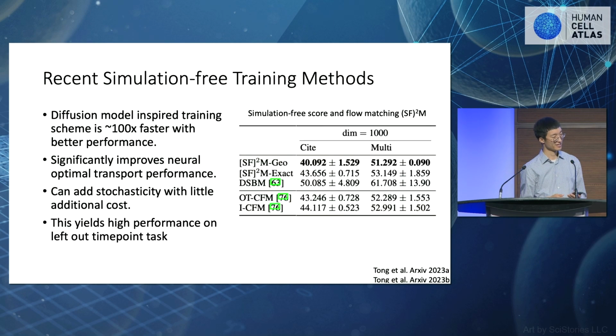And finally, this yields very high performance on the left out time course tasks. You leave out a time point, and in 1,000 dimensions, you see how close the distribution is in this earth mover's distance. And so this performs very well. It scales to high dimensions where we could only do low dimensions where we were doing the interpolation.